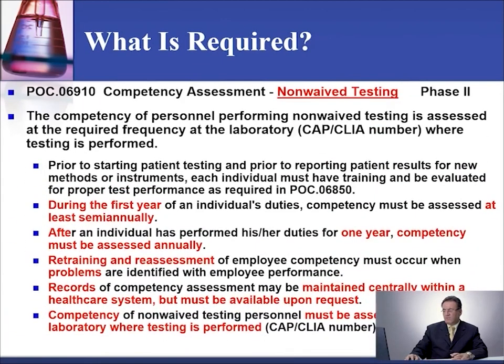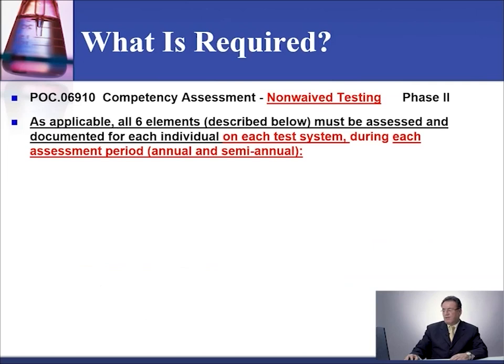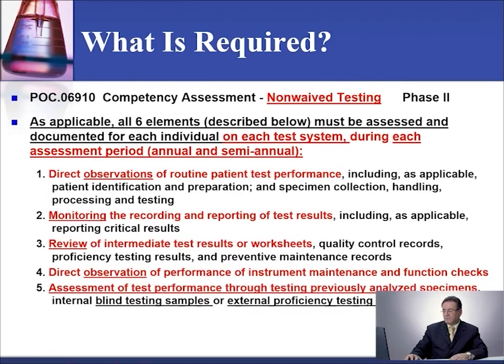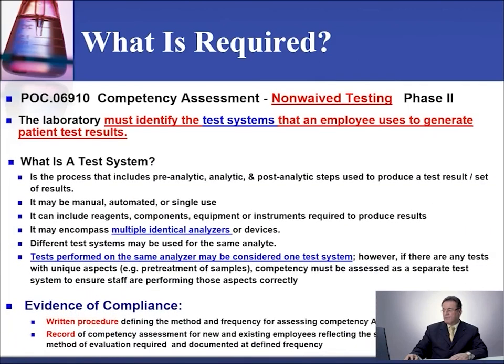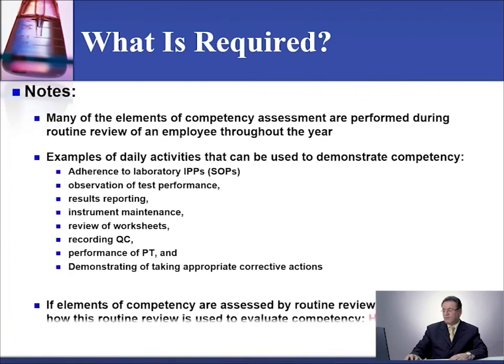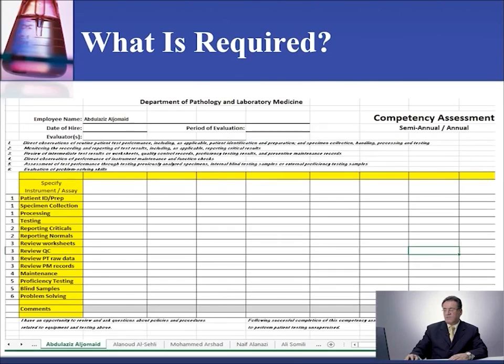And you need competency for non-waived testing, which is mentioned in point-of-care 06910. For non-waived testing, you treat it like the lab. You need the 6 elements, and you need to do semi-annual and annual competencies. For more information on that, you can refer to the training versus competency lessons. I already mentioned that to you. This is the form you're going to use for non-waived testing for point of care, for those using non-waived instruments, methods, or tests.